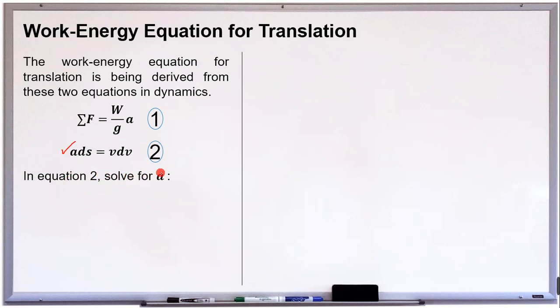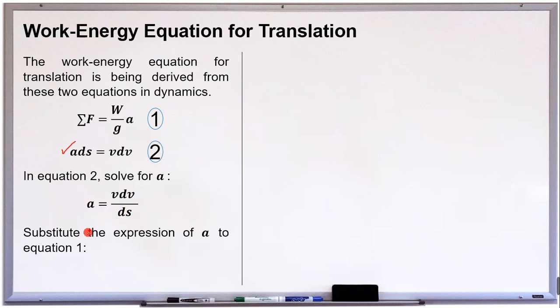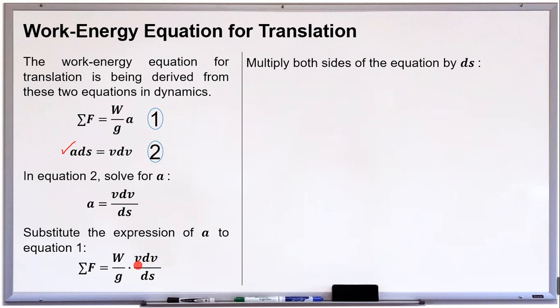In equation 2, we are going to solve for the acceleration in terms of the velocity, the differential velocity, and the differential displacement. Again, s here stands for the displacement of the object. The acceleration is equal to v dv over ds. Now we are going to substitute the expression for the acceleration into our first equation. It will become the summation of forces is equal to the mass, W over g, multiplied by v dv over ds. Next, we are going to multiply both sides of this equation by ds.